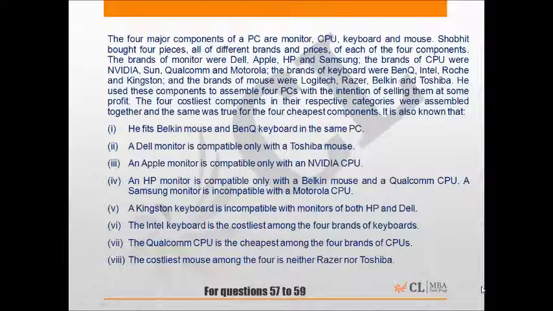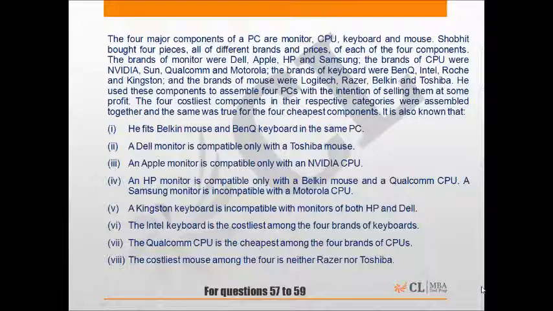Shobit bought four pieces, all of different brands and prices of each of the four components. The brands of monitor were Dell, Apple, HP and Samsung. The brands of CPU were Nvidia, Sun, Qualcomm and Motorola. The brands of keyboard were BenQ, Intel, Roche and Kingston, and the brands of mouse were Logitech, Razer, Belkin and Toshiba. He used these components to assemble four PCs with the intention of selling them at some profit.